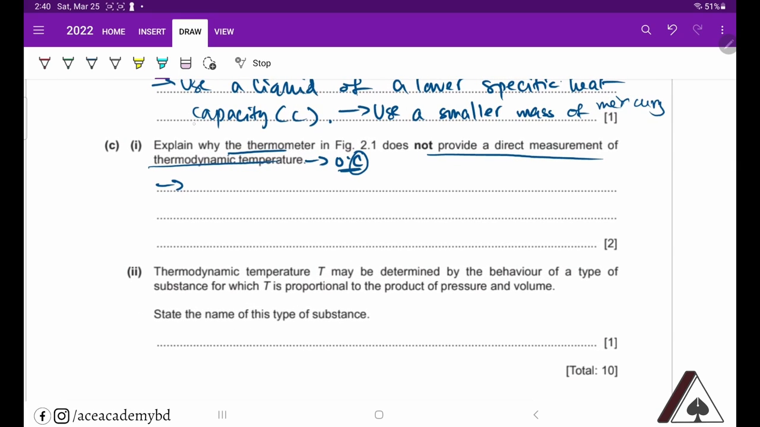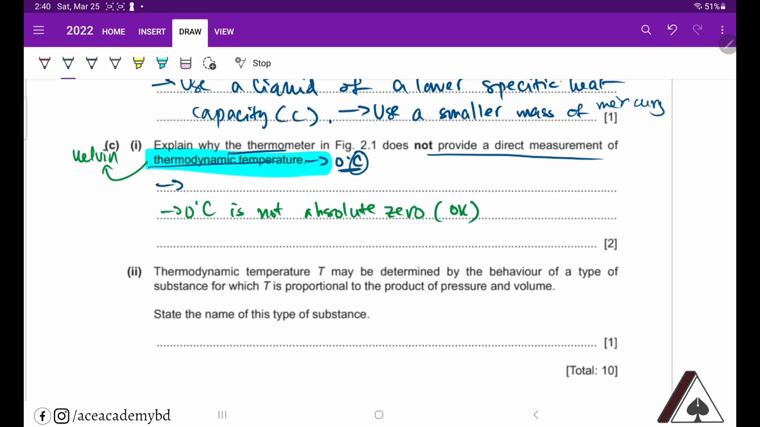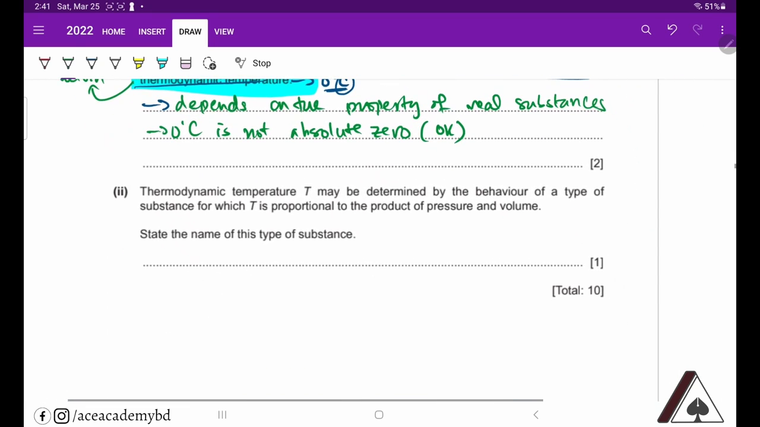So we are measuring it in degrees Celsius. But in general, when you talk about thermodynamic temperature, it's in Kelvin. So as a result, there is a difference in the units. So we can say that 0 degrees Celsius is not absolute zero, which is basically zero Kelvin. And we can also say that it does not provide a direct measurement of the thermodynamic temperature because it depends on the property of real substances.